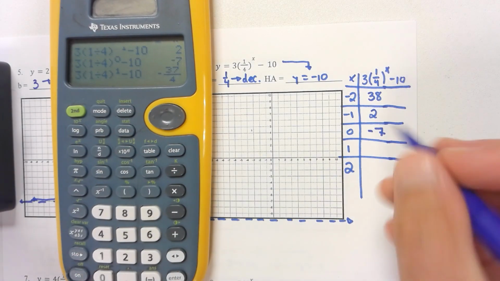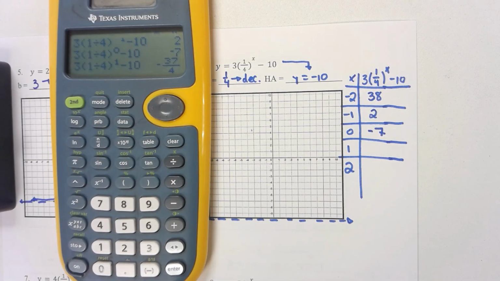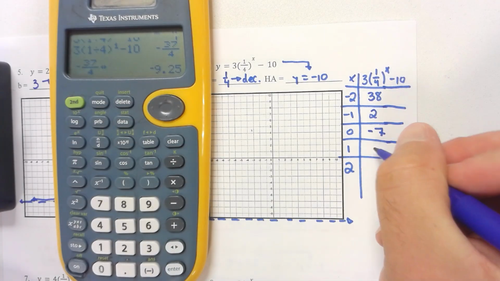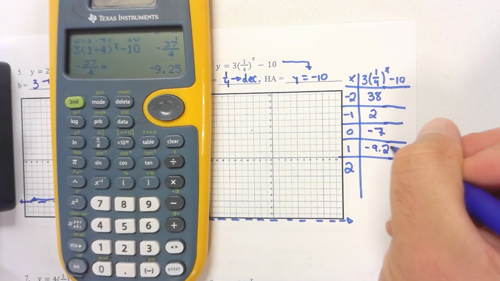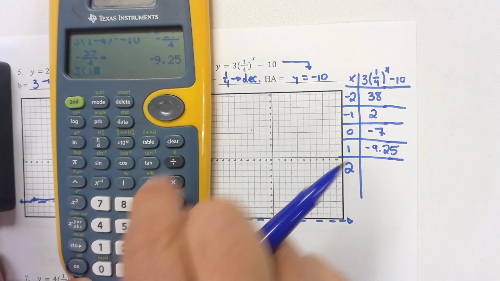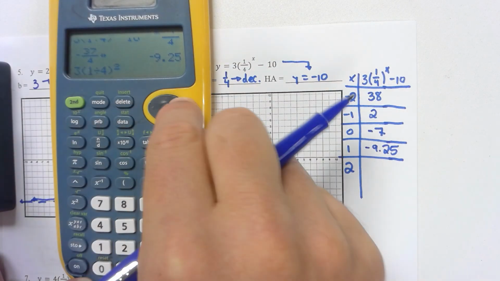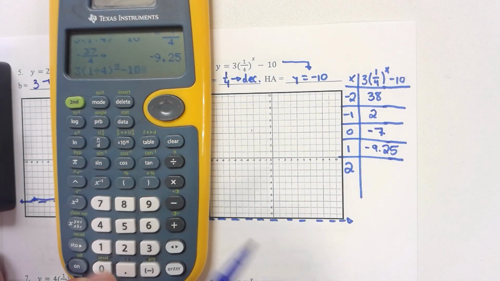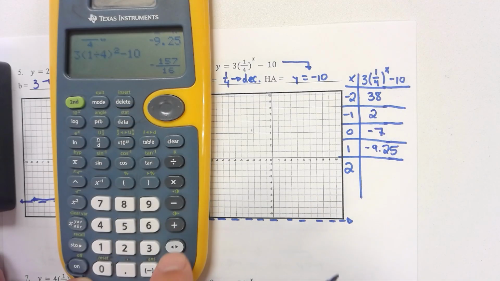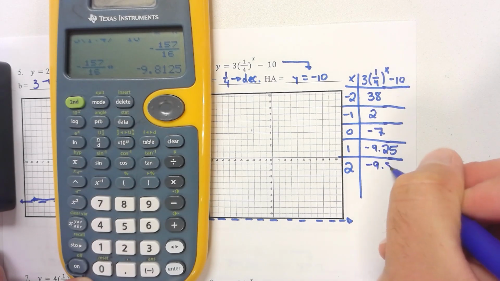Subtract 10. Ooh, it gives it to me as that fraction. I can press that button that converts it from a fraction to a decimal. I get negative 9.25. And then the last one, 3, 1 divided by 4, exponent button, 2, right arrow key, subtract 10. It gives it to me as a fraction, so hit the button that converts it to a decimal, negative 9.81.